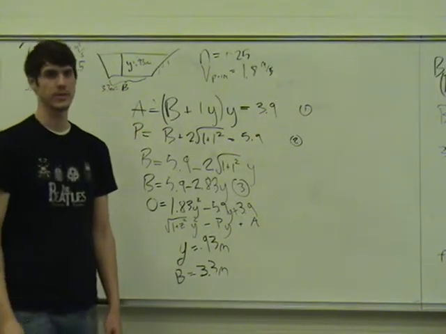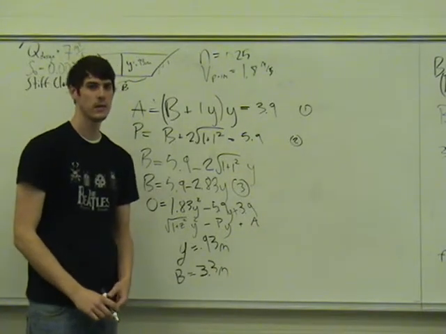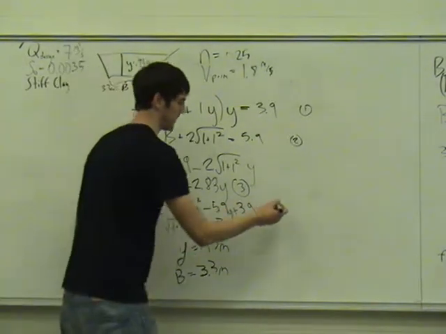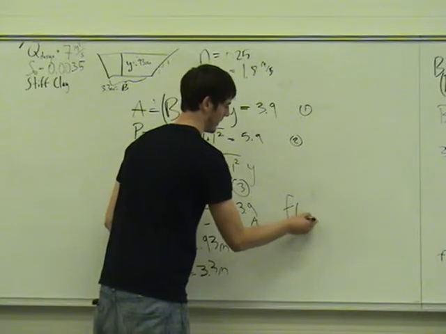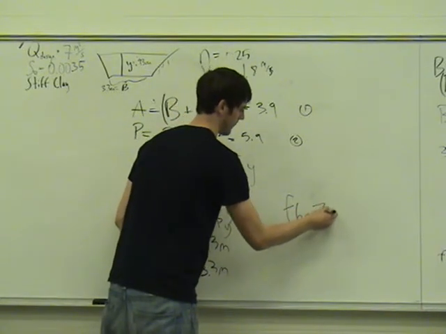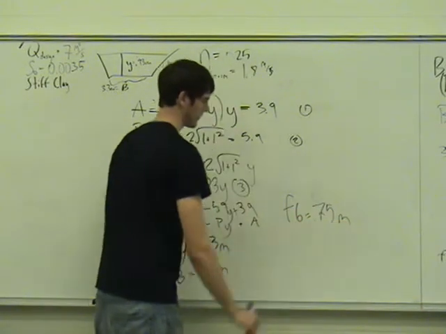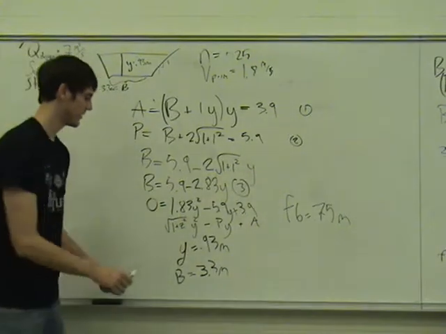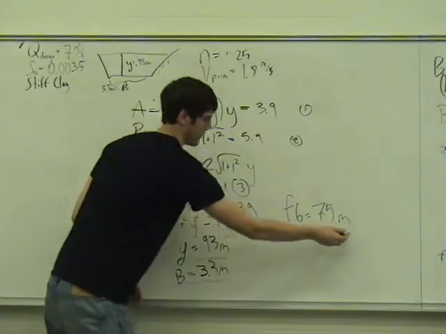And the last step is to determine the amount of freeboard that we want to use. Look in the appropriate figure. We can find that the freeboard height is equal to 0.75 meters. And there you have your channel design. Everything that you need.